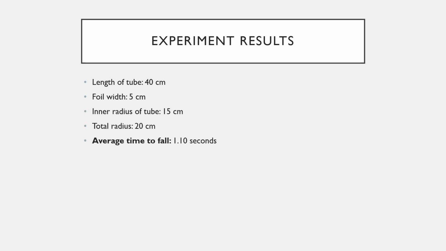Here's a brief overview of the results from the experiment. The length of the tube was measured to be 40 centimeters. The width of the aluminum foil was 5 centimeters. The inner radius of the tube was 15, and then the total radius was 20 centimeters. And the average time to fall, as mentioned earlier, was measured to be 1.1 seconds.